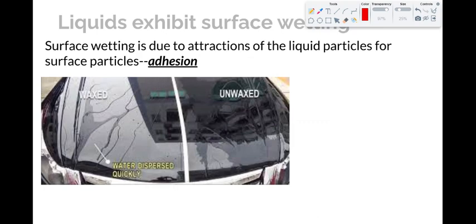Here's an example of surface wetting being greater or lesser depending on the surface. So you may have seen this before if you've washed a car or just gone through a car wash. Before the car is waxed, there is a lot of surface wetting because the water particles are attracted to particles in the paint of the car. But once you put a coating of wax on top of the car, then the water doesn't stick to it and it just runs off very quickly because it's not attracted to the wax particles as much as it is attracted to the paint particles.